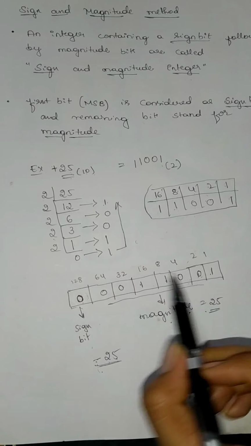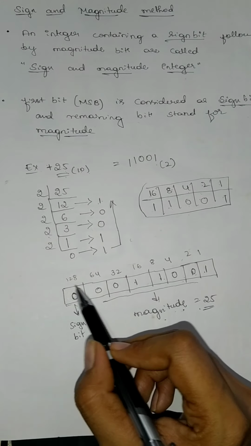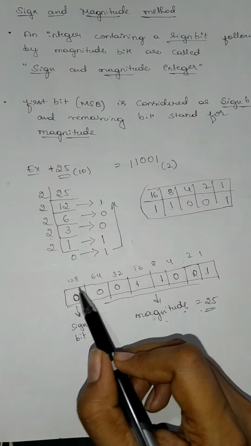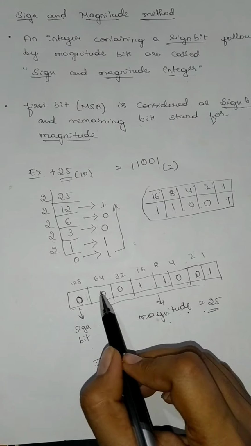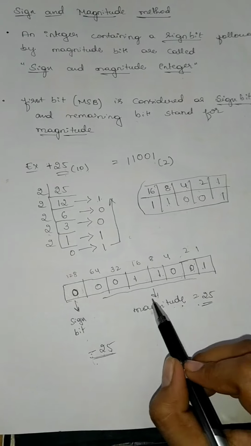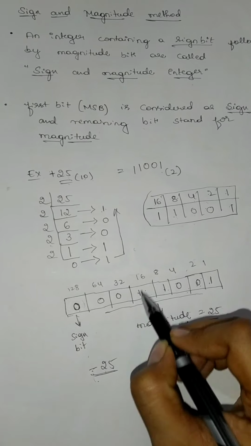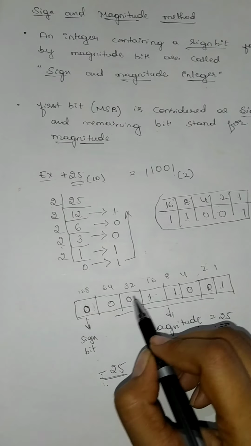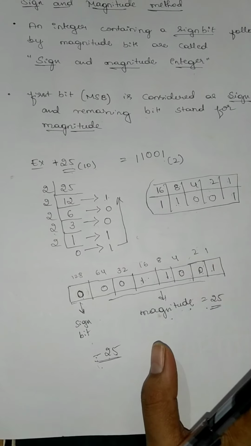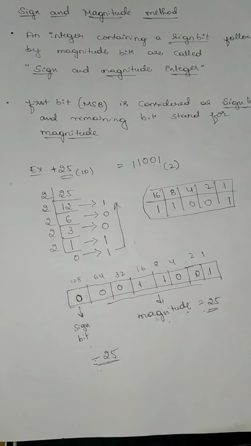So if it is positive, then that must be filled with 0. If it is negative, then the sign bit must be 1. So the remaining bits must be filled with the magnitude. So if it is 16, then we give a 1 for this 16, and all the remaining 7 values become 0. Okay, so this is regarding the sign magnitude method.